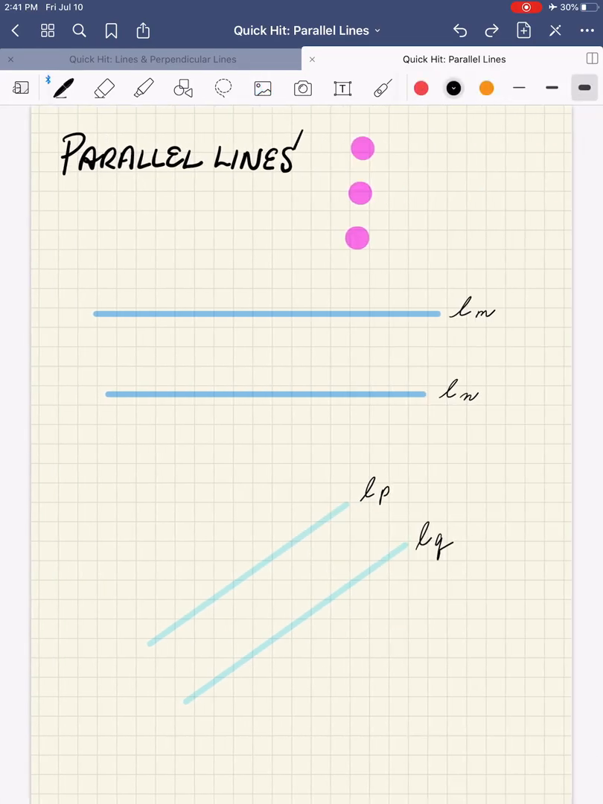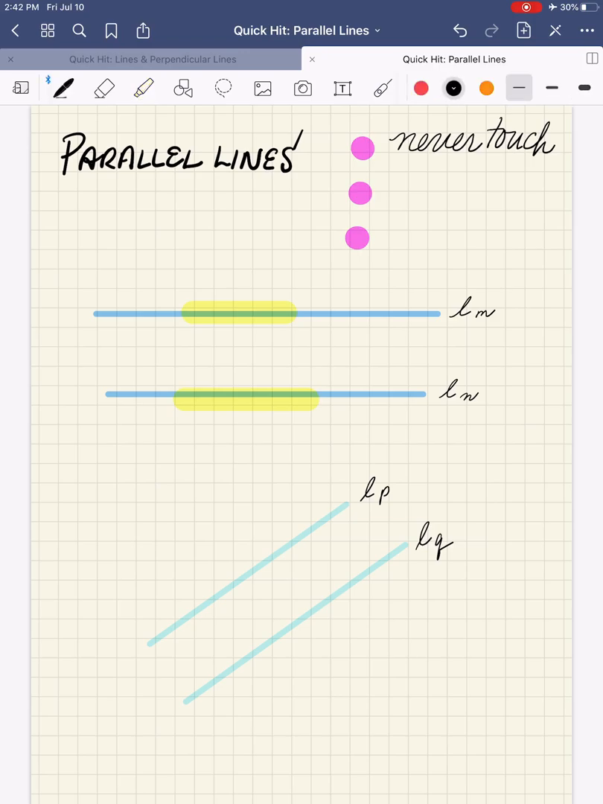So before we can talk about how we handle parallel lines, we probably should define them. Parallel lines are two or more lines that never touch. So we can see in our example, right? This line's never going to touch that line. There's never going to be an intersection.